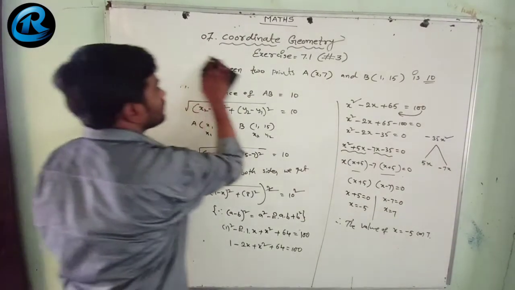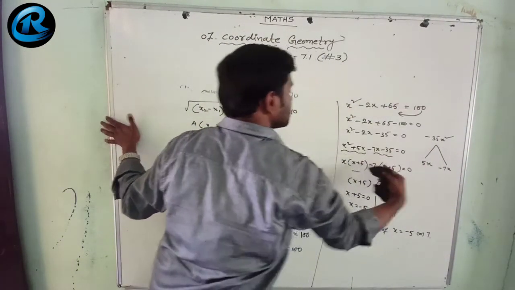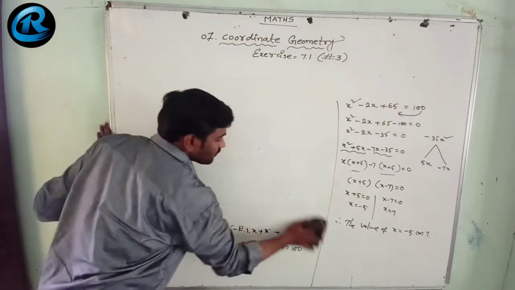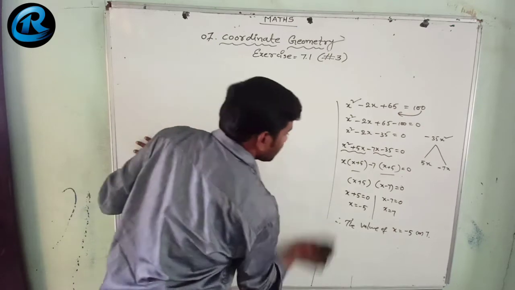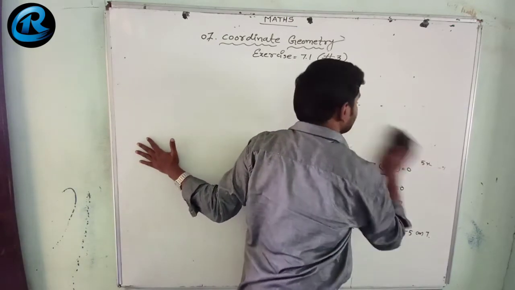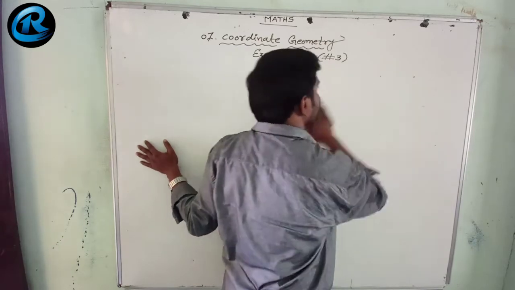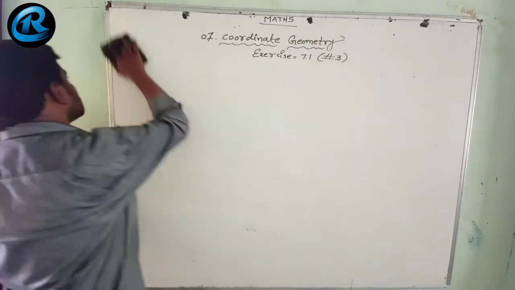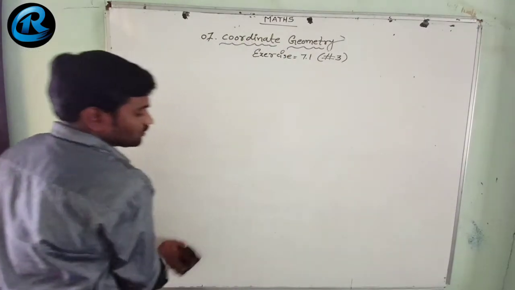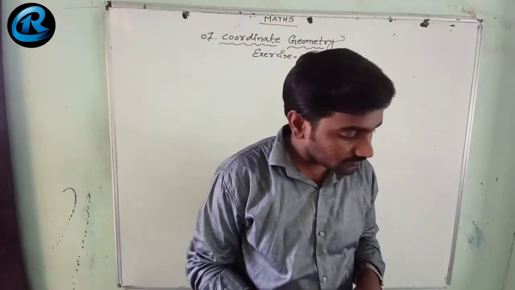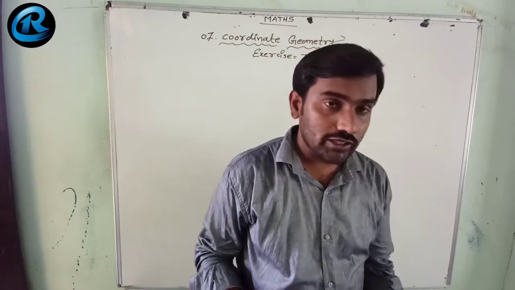X value can be written in two ways by us. X equal to minus 5 or 7. A quadratic equation has 2 zeros, right? Quadratic polynomial having 2 zeros, quadratic equation having 2 roots. We know that already. Then we go for question number 11.